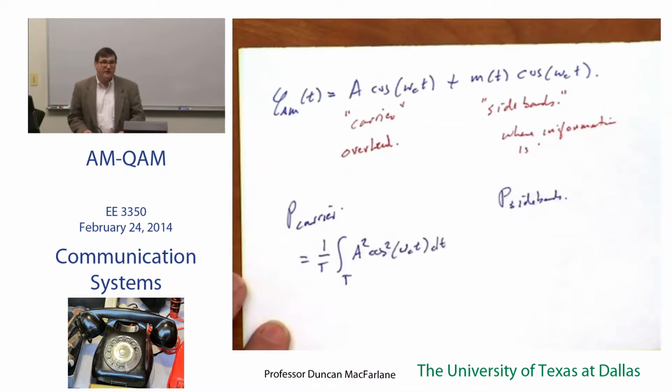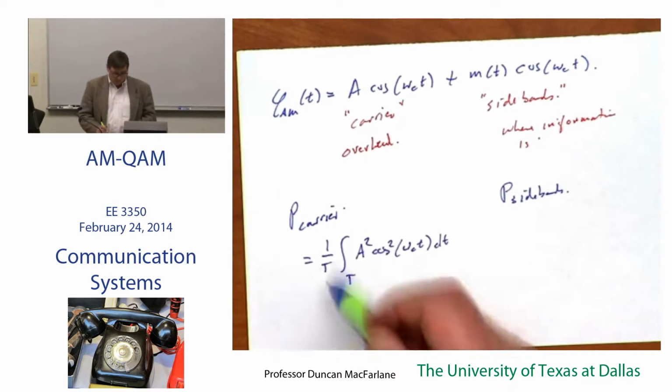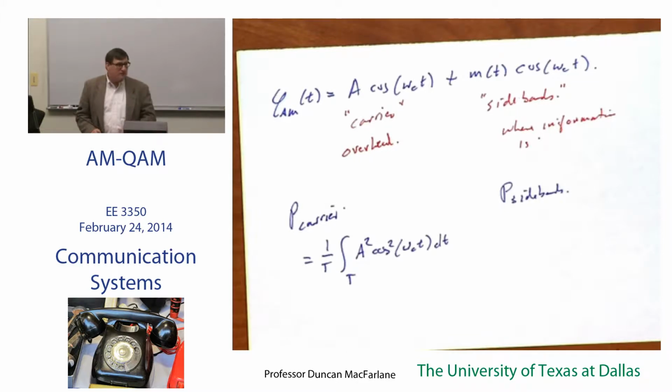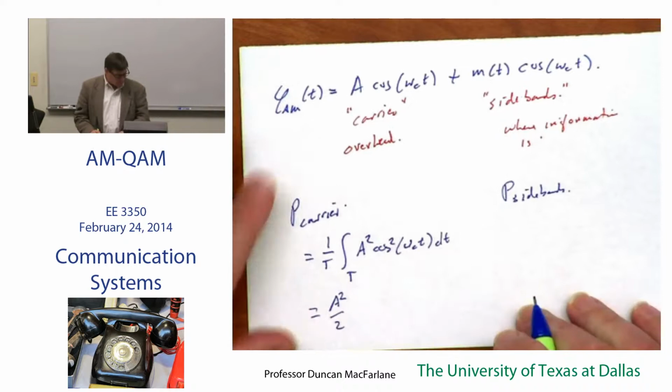I square whatever signal I want to take the power of. I integrate across some period or some long period of time. And then I divide by that time to go from joules to watts. And that's equal to A squared over 2.